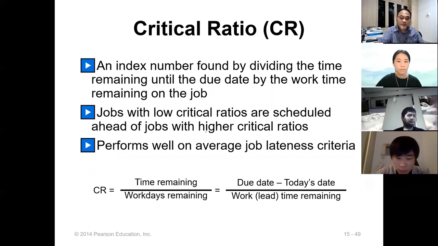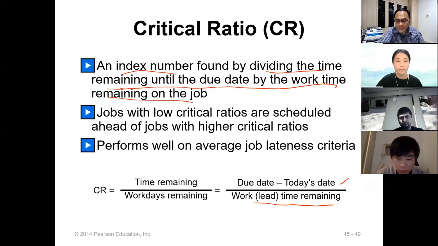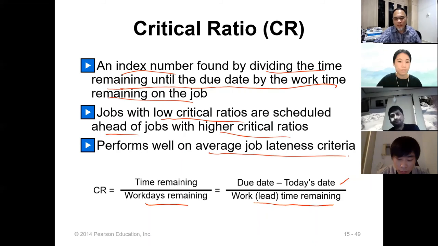Critical ratio is an index number found by dividing the time remaining until the due date by the work time remaining on the job. That means due date minus today's date divided by the work days remaining, okay. Jobs with a low ratio are scheduled ahead of jobs with a higher critical ratio. That means you try to finish it faster. So it is good when the average lateness criterion is considered. It performs well on average job lateness, so you don't increase your lateness. Okay.